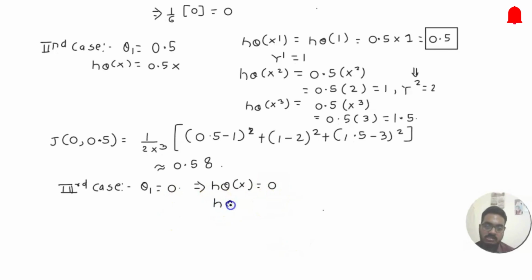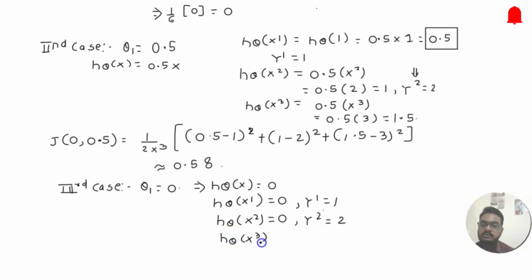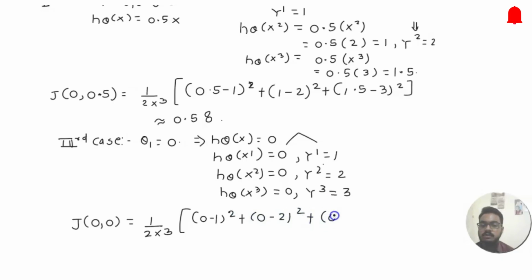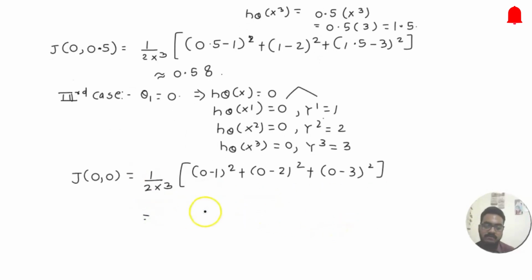Correct? That means h theta of x1 is 0, h theta of x2 is 0, and h theta of x3 is 0 as well, while the corresponding y values given in the data set are 1, 2, and y3 is 3. In that case, J(0, 0) will be 1 over 2 times 3, multiplied by (0 minus 1) squared, plus (0 minus 2) squared, plus (0 minus 3) squared, and so on. We have just taken 3 data points for now. If we solve it, we get the approximate value as 2.3.